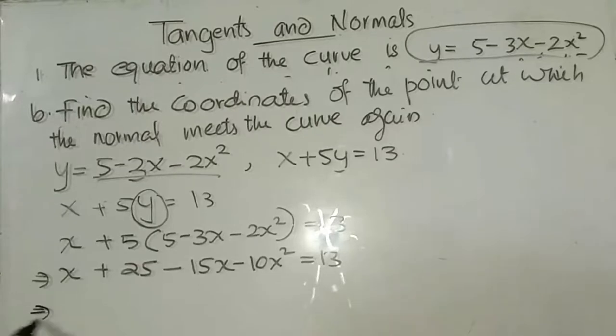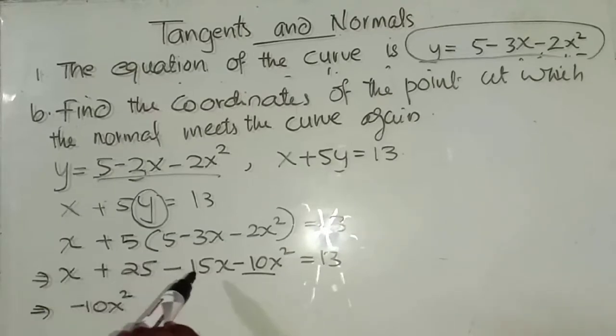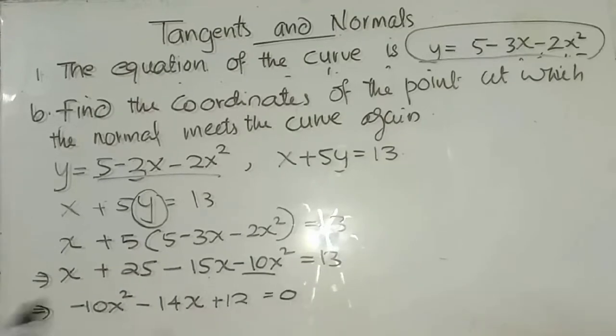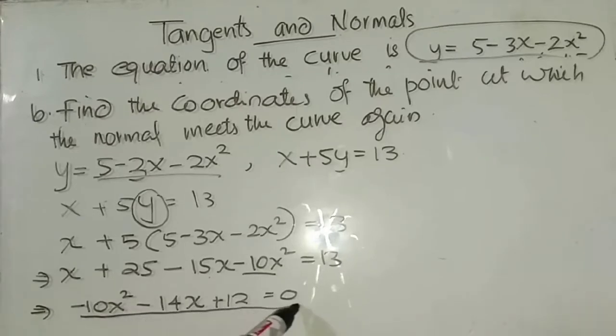So let's simplify this by adding or subtracting the like terms. Before that, let's take this minus 10x squared first. So minus 10x squared, we get minus 15 plus x is minus 14x, and when we take this 13 here, we get 25 minus 13 as plus 12, equal to 0. So here we have a quadratic equation.